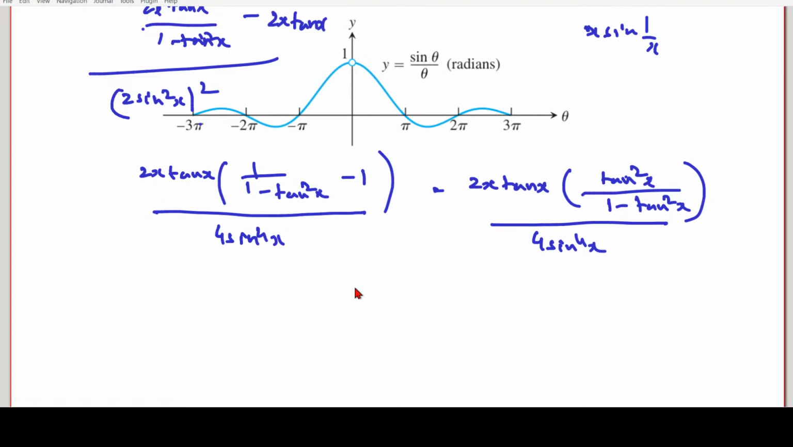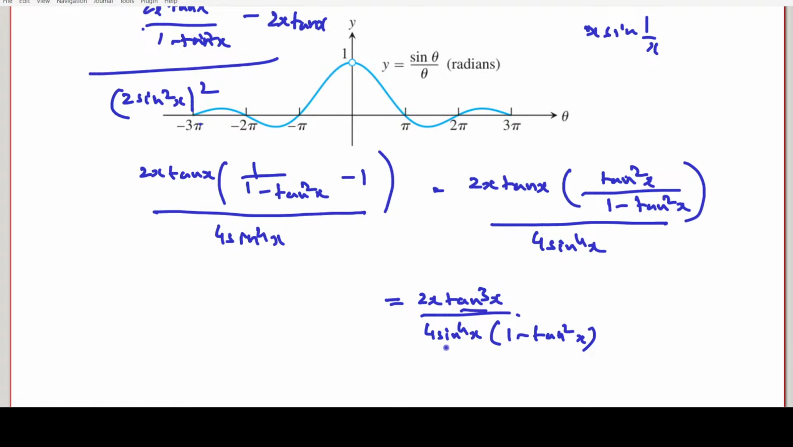Okay, so what will this become? This becomes numerator 2x tan cube x, divided by 4 sin power 4x into 2 tan x by 1 minus tan square x. Write it like that, then it simplifies. It doesn't matter whichever way you write. So let's see this one, 1 minus tan square x.